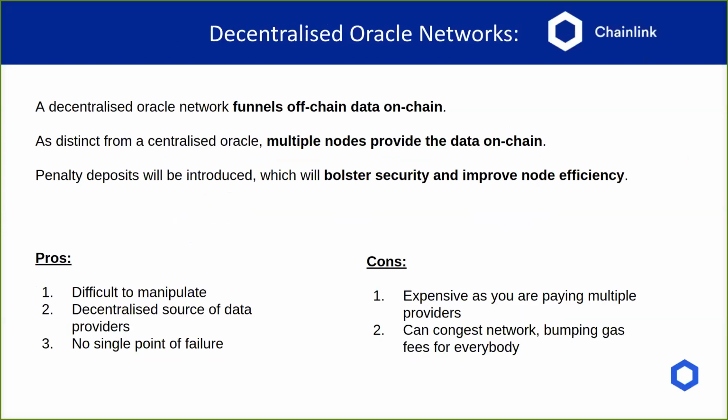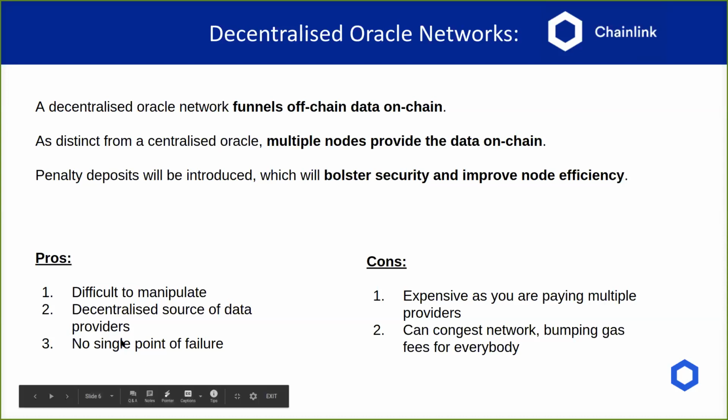Then there's the Chainlink network, which enables multiple nodes to deliver off-chain data to the one smart contract. This is known as a decentralized oracle network. The pros of using Chainlink is that it's quite difficult to manipulate and bribe, as you'll have to bribe the entire cohort of inputs. There's generally multiple data inputs. There's a decentralized source of data providers, and there's no single point of failure.